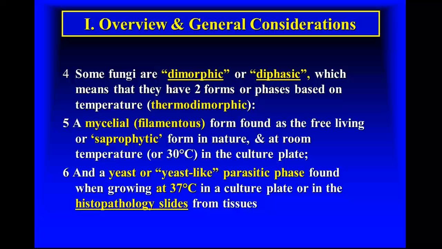The other form is the yeast-like, we can call it the parasitic phase, which is a phase that we find when the agent is either growing at 37 on a plate, or, most important for today's presentation, when it's growing at 37 in our bodies, the best culture plate, meaning the histopathology slides.